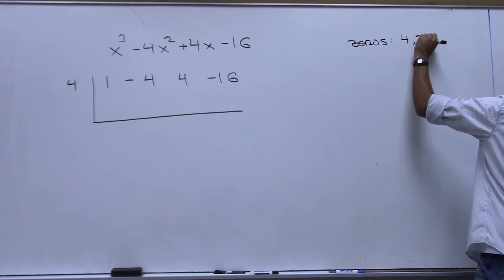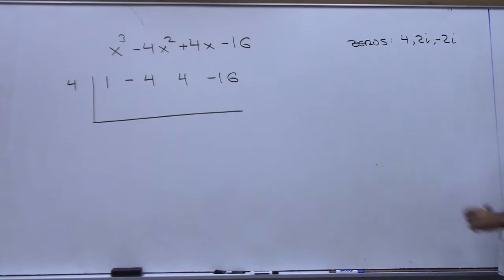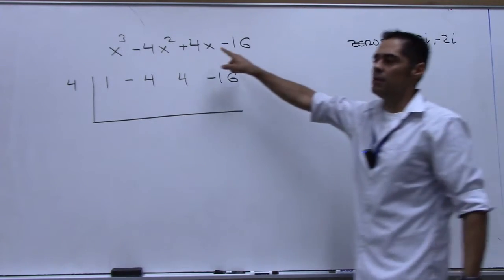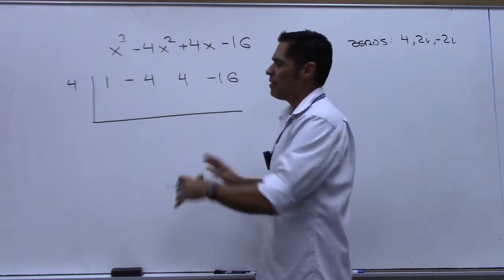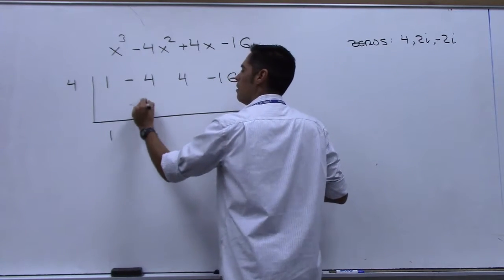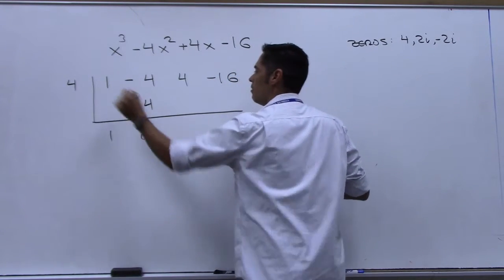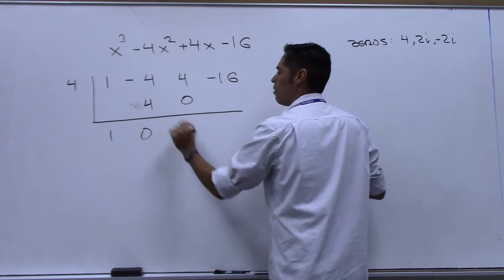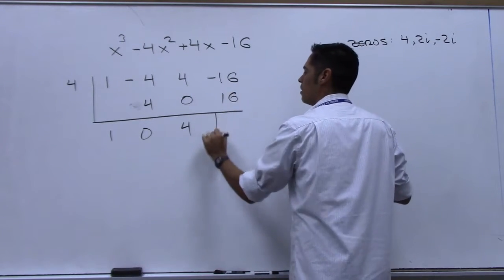4, 2i, and negative 2i, right? That's what I told you. From that, we created this. Yep. All right, so let me just check that 4 would work. 1 comes down, 4 here, 0, 0, 4, 16, and you would have got 0, right?